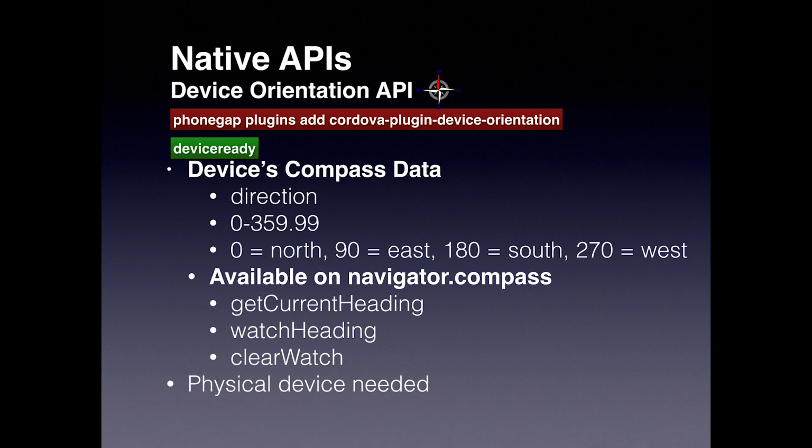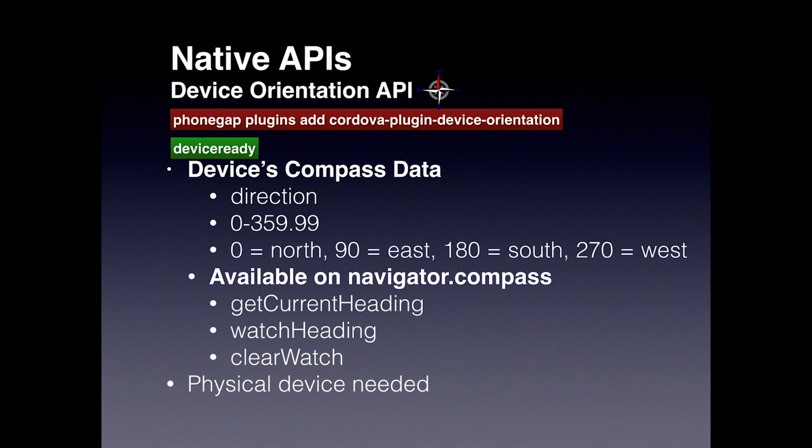It has similarly three functions just like our device motion plugin: getCurrentHeading, watchHeading, and clearWatch. getCurrentHeading will give you the current pointing of the device at the time of request. It is a one-time request for data. This has two callbacks, a success and a failure callback. The success callback gives us a heading object.